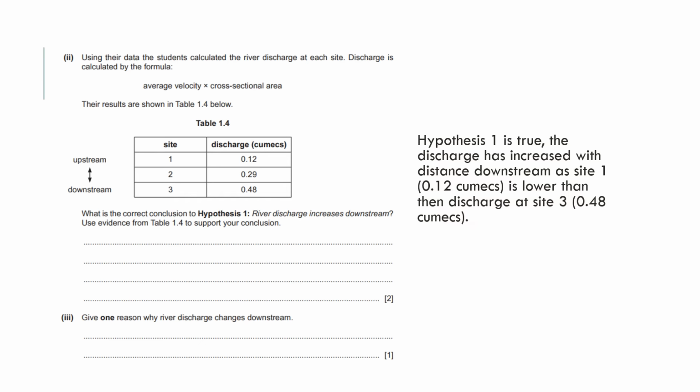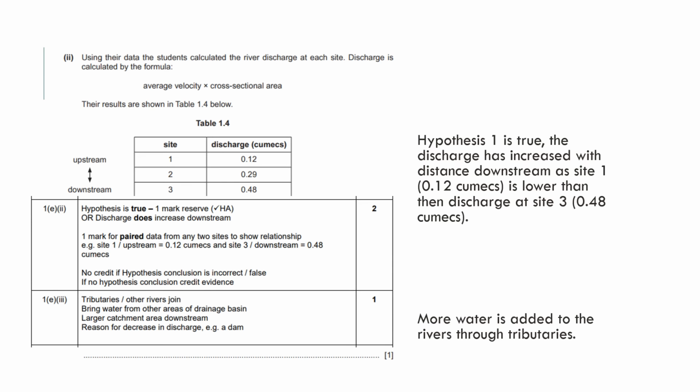And then you have to give one reason why river discharge changes downstream. Well, if the volume of water is increasing with distance downstream, at any particular point and how fast that is travelling, therefore there must be more tributaries having added to the river, increasing the amount of water. Check the mark scheme. There we go.